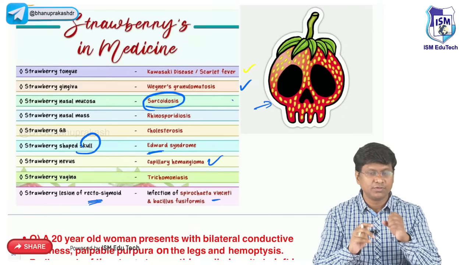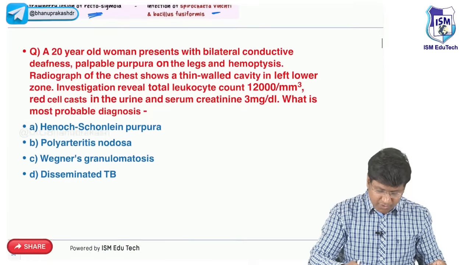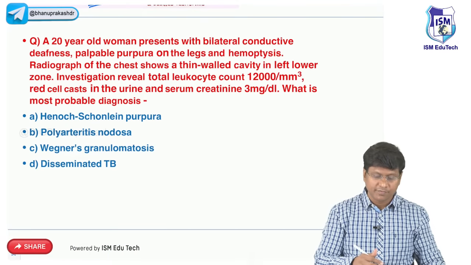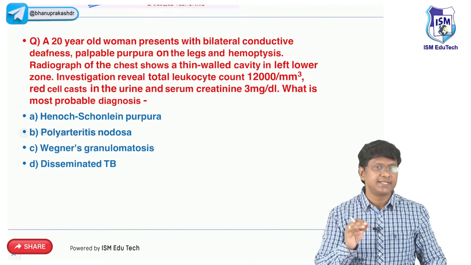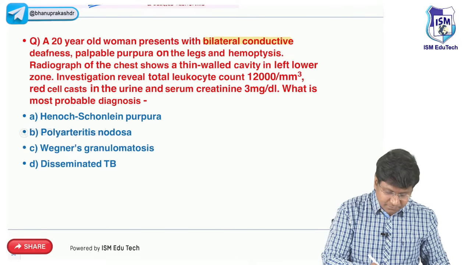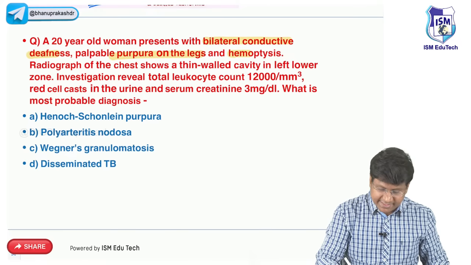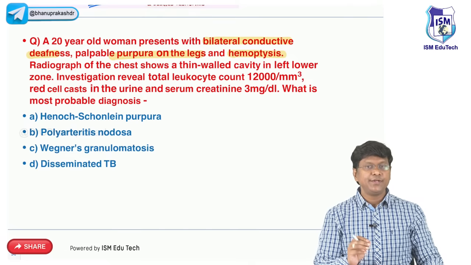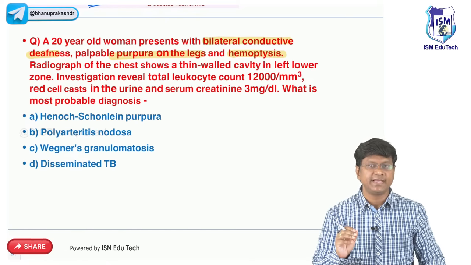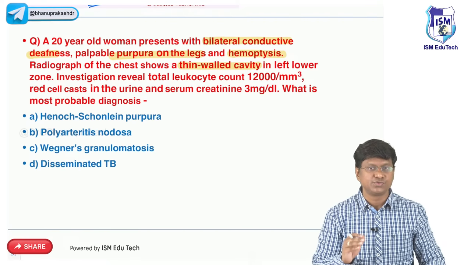Having discussed Henoch-Schonlein purpura and Kawasaki disease, now we'll move on to the next important form of vasculitis. So you see the clinical scenario: a 20-year-old woman presents with bilateral conductive deafness, palpable purpura on the legs, and there is hemoptysis. Radiograph of the chest shows a thin walled cavity in the left lower zone, right? Thin walled cavity in the left lower zone.